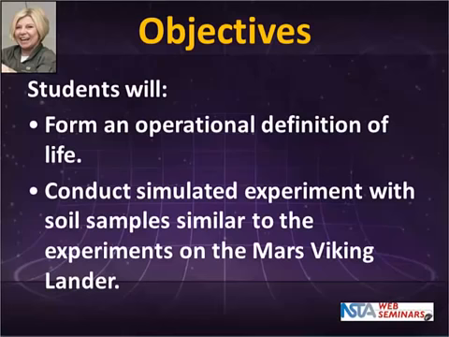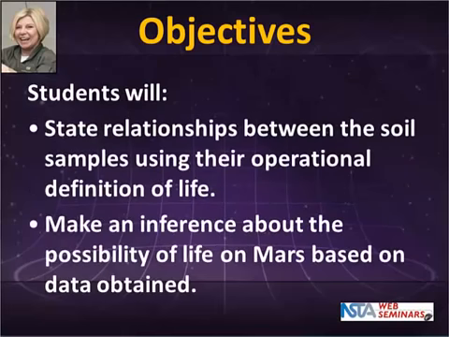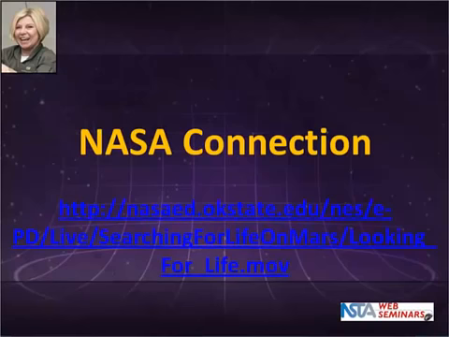Again, we went over these objectives once, and I think we've gone over them twice, so let's just go on. Again, students should be able to state relationships between soil samples using, again, their own operational definition of life. And they should be able to take that and make inferences about the possibility of life on Mars based on the data that they obtained from the soil samples. Okay. Now, as you can see here, I have a website, a URL for a video here.